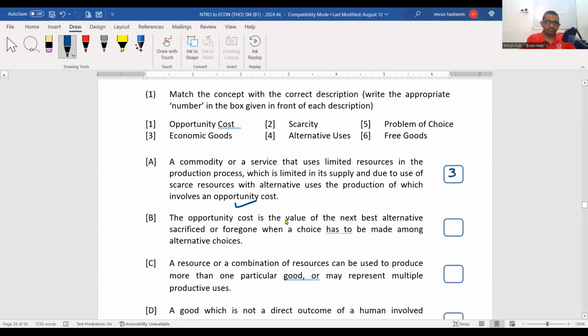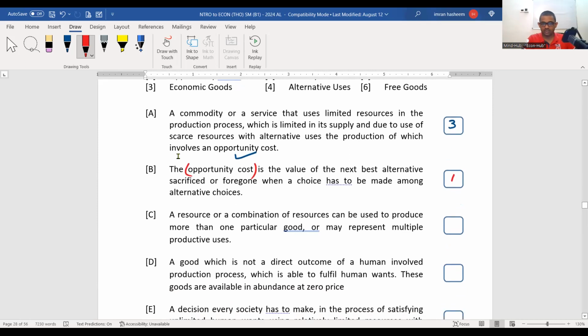Then the opportunity cost is the... so this is the problematic thing where I've made the terrible mistake of mentioning the word itself. I should not have mentioned opportunity cost. I should have simply said the value of the next best alternative sacrificed or foregone when a choice has to be made among alternative choices. Then you would clearly say, this is opportunity cost, number 1. So I have robbed that learning opportunity from you to test your knowledge. I'm really sorry.